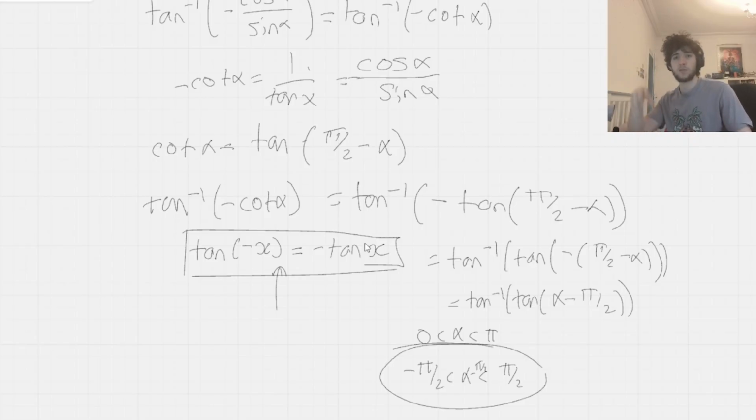Remember, because we have tan of that value, and arctan will always output a value between minus pi over 2 and pi over 2, we're guaranteed that we're going to get this exact output back, alpha minus pi over 2. Because it's between minus pi over 2 and pi over 2, we know that arctan of tan of alpha minus pi over 2 is just going to be alpha minus pi over 2.